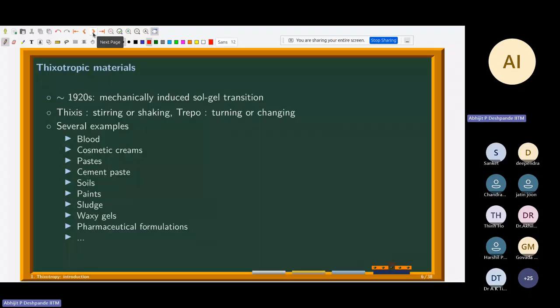Now, this is an old idea. It's been around, and there are several materials which actually show thixotropy. A lot of them are in our day-to-day use: creams and pastes, waxy gel I talked about from crude oil, many pharmaceutical formulations, blood itself, because in the case of blood, there are the red blood cells.